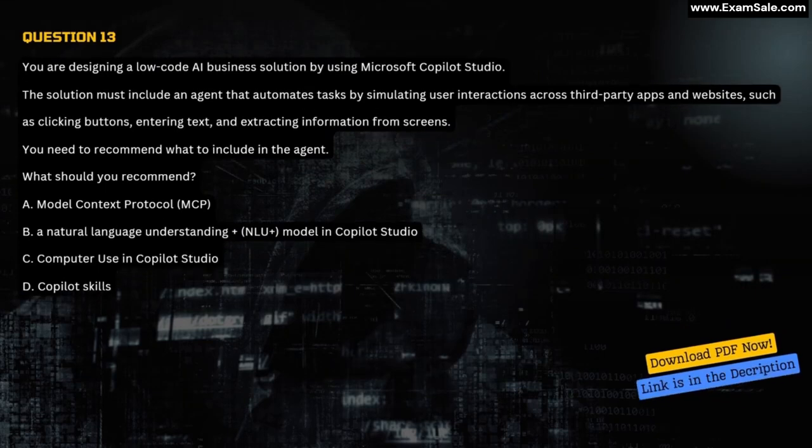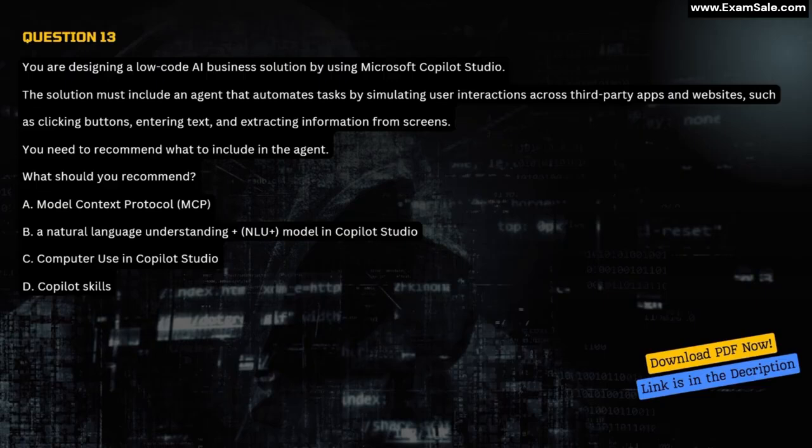Question 13. You are designing a low-code AI business solution by using Microsoft Copilot Studio. The solution must include an agent that automates tasks by simulating user interactions across third-party apps and websites, such as clicking buttons, entering text, and extracting information from screens. You need to recommend what to include in the agent.